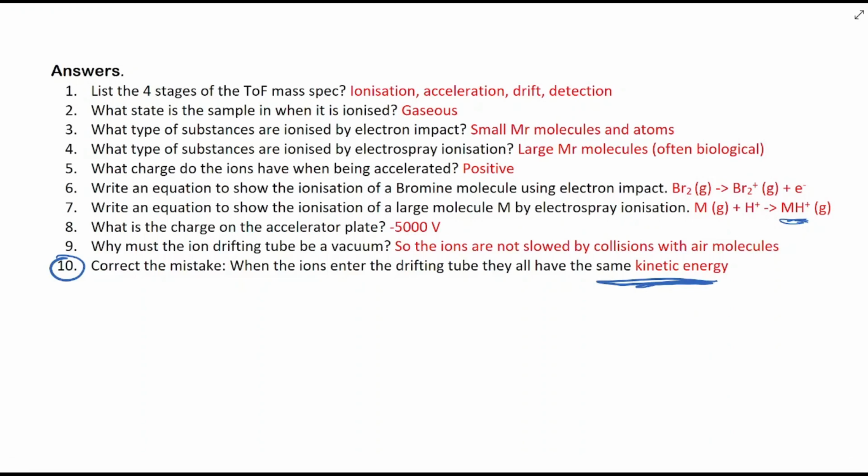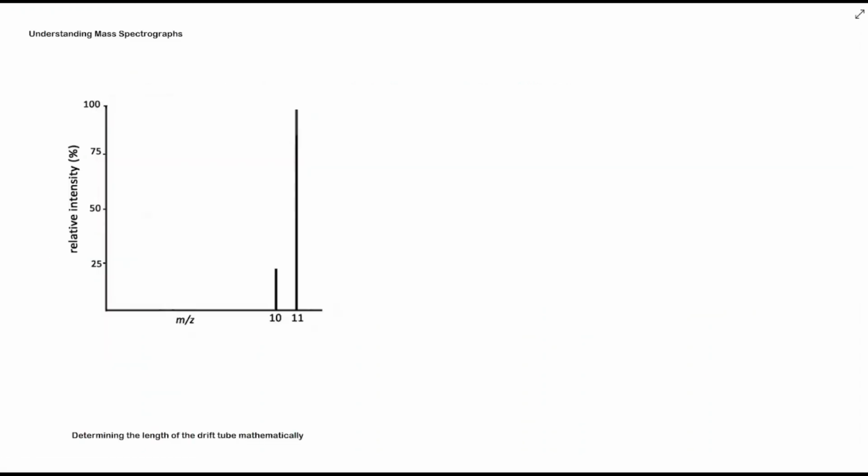And then we're going to talk about what the mass spectrogram looks like and how we can determine a different piece of information from the spectrograph that we see. So here we have a very, very simple mass spectrograph, just so I can show you what it means. For the record, this is for the element boron.